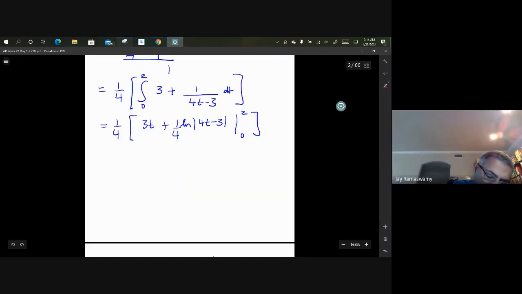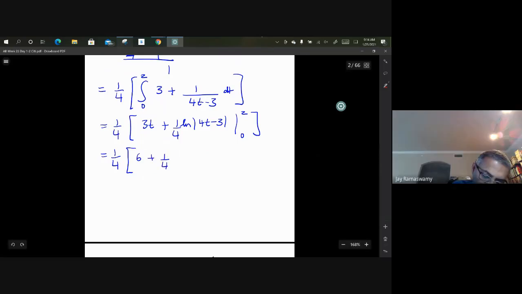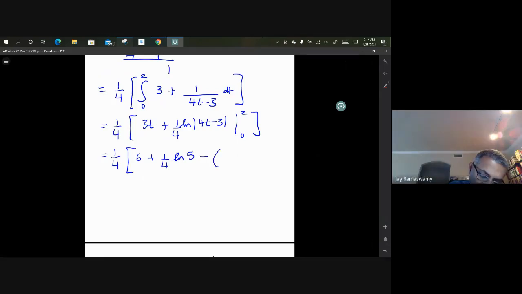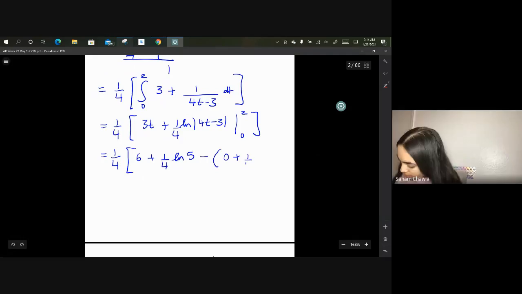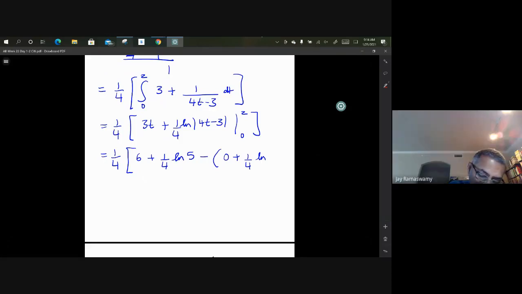Look down. I'm not doing anything clever. I'm just plugging it in. Bring down the 1/4. Go. 6 plus ln 5, because 4 times 2 is 8, take away 3. Minus parentheses 0 plus ln of negative 3, absolute value. Yeah, it becomes positive 3.